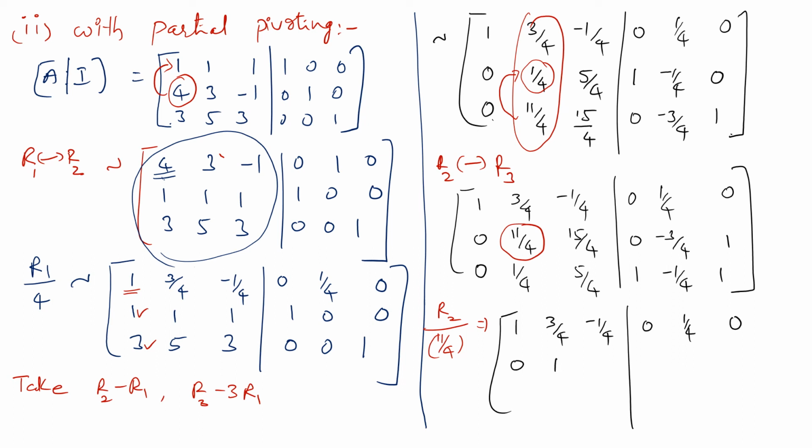15 by 4 divided by 11 by 4 is 15 by 11, isn't it? Next one, this is 0, 3 by 4 divided by 11 by 4 is minus 3 by 11, and this is 4 by 11, and there is no change in the third row. This is 0, minus 1 by 4, 1. Okay, next.